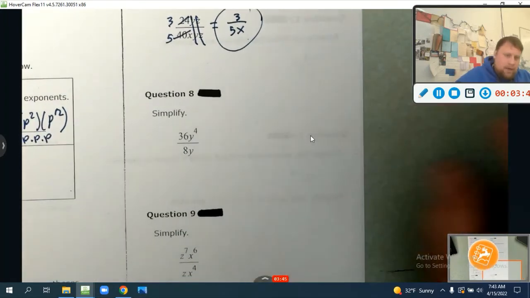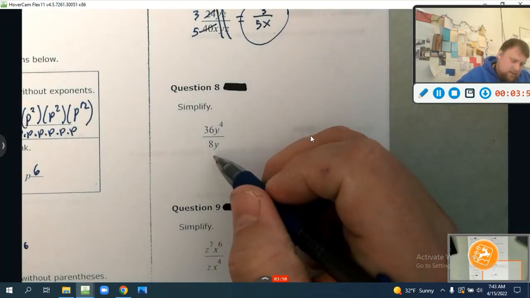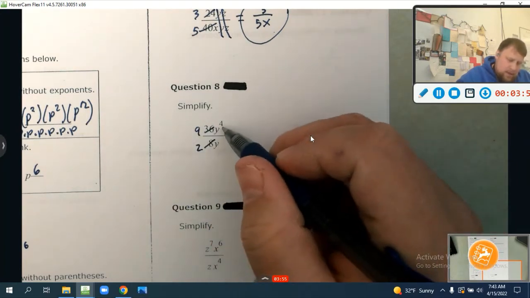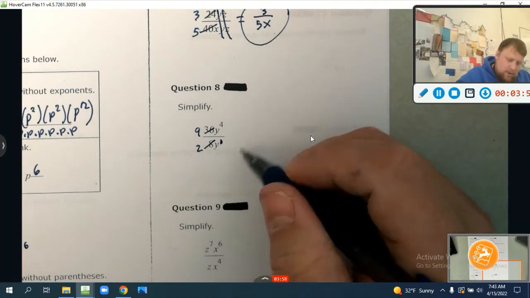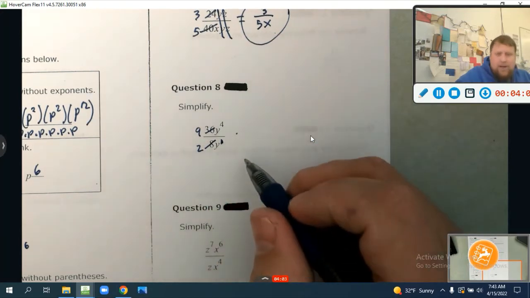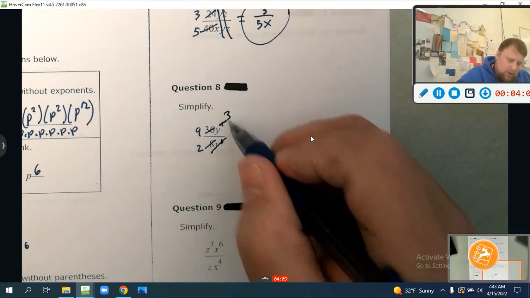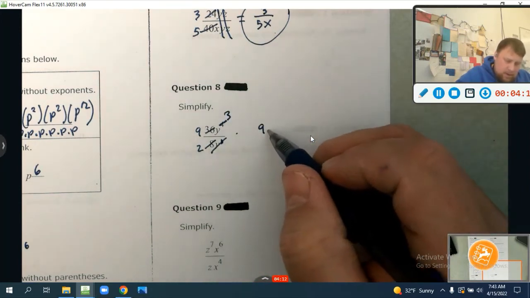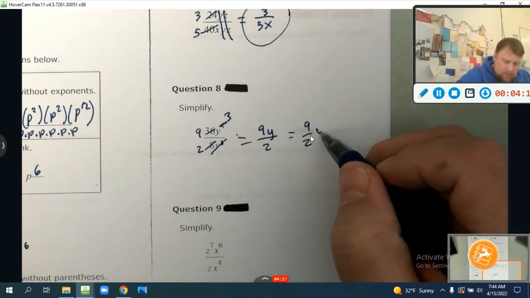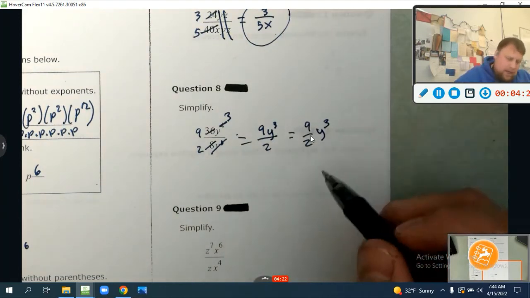Let's roll. What goes into both 36 and 8? 4 does. 4 goes in there 9 times. Goes in there twice. And then, this is y to the 4. So it's going to end up being, remember, we just do 4 minus 1, right? And here's how I really work it out. If it's 1, okay, I know that's going to be 4 minus 1 is 3. So I'm going to have either 9y over 2, or I could say this equals 9 halves y, and that should be to the 3rd power. Almost forgot that. Either way you write it is fine, guys. Doesn't matter.